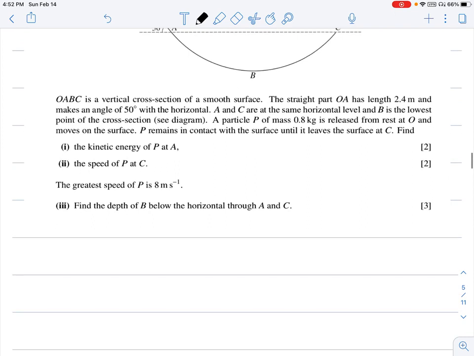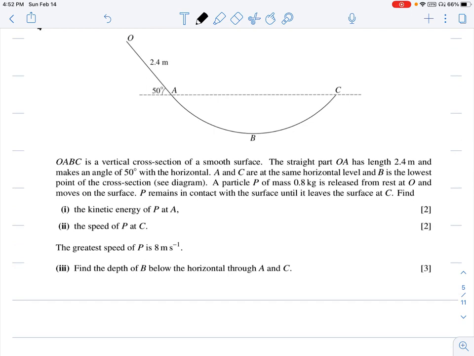Question number 4. OABC is a vertical cross section of a smooth surface. The straight line OA has a length 2.4 and makes an angle 50 degrees to the horizontal. A and C are on the same horizontal level. B is the lowest point. Particle of mass 0.8 kg is released from rest. Find the kinetic energy of P at A.